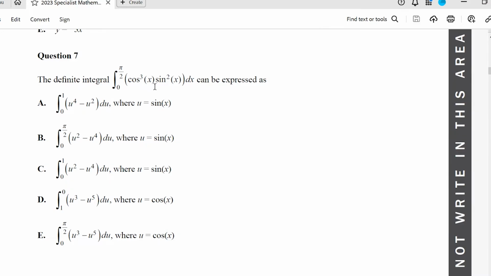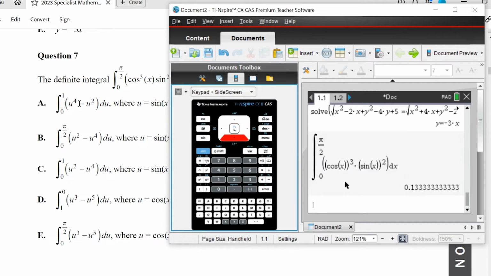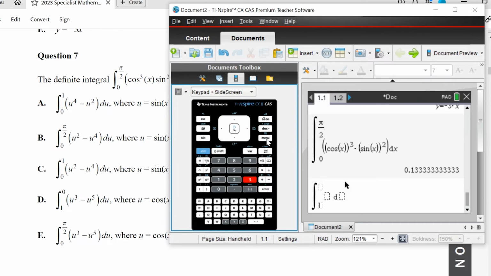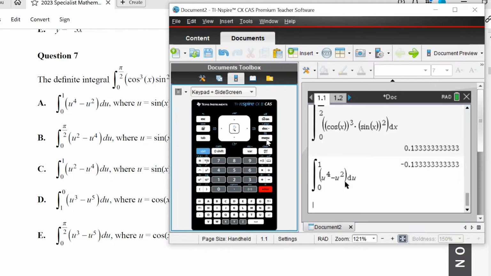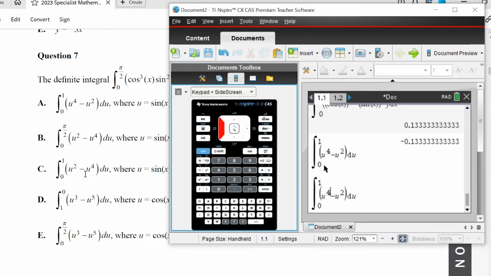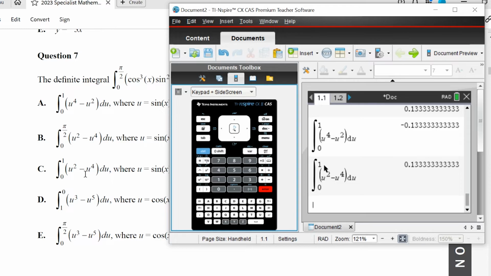We're going to make a u substitution, so the terminals are going to change. So I'm not going to try B or E. I'm looking at either A, C, or D. So let's just try A first. Menu 4-3. 0 to 1, u to the 4 minus u squared, du. It doesn't matter what u is. If this has the same value, it does not. So that is not the same definite integral, but if I flip the terminals or reverse the sign on the integrand there, so u squared minus u to the 4, that should give me what I want. And there we are, so option C.